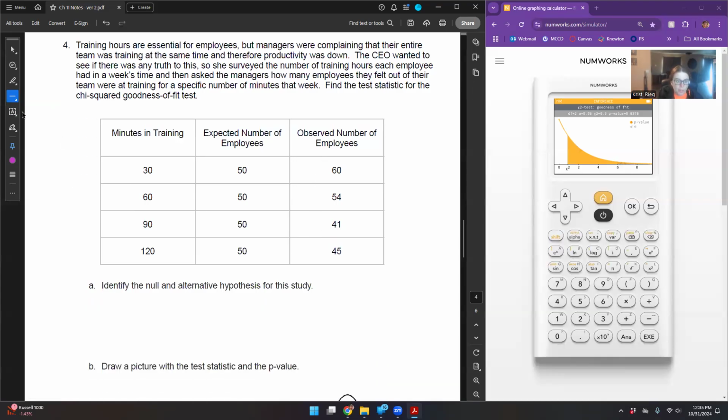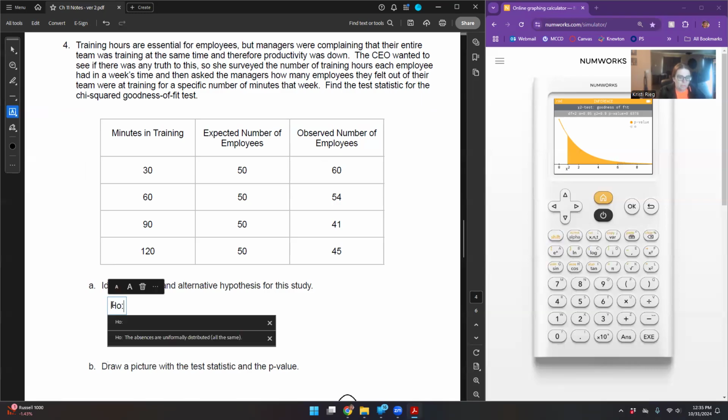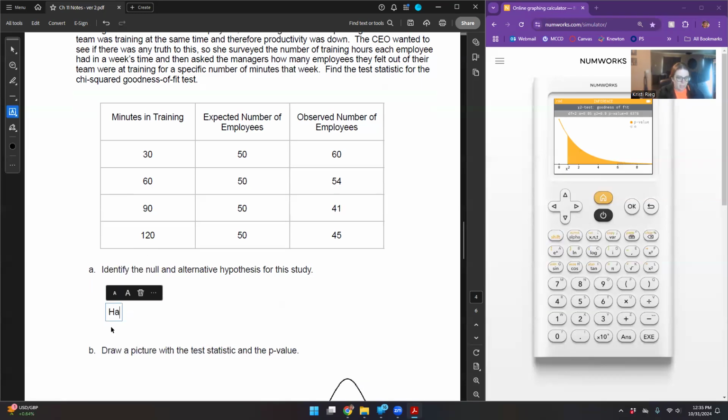So the null and alternative. The null and the alternative. So what are we talking about? We're talking about training, employees in training. The number of employees in training is uniformly distributed. This is our expected. So I look at my expected column. What are we talking about in expected? I'm talking about the number of employees that are in training, and it's all the same, so it's all uniform.